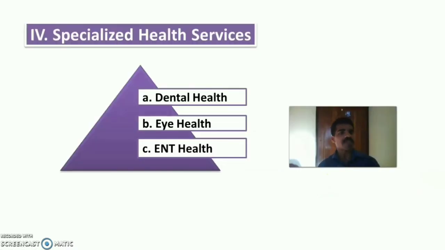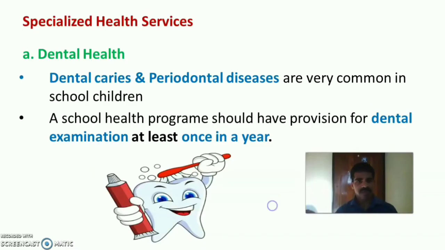Then the fourth area of the therapeutic services is specialized health services, which includes dental health, eye health and ENT, ear, nose, throat health services. First is dental health. Dental caries and periodontal diseases like gum bleeding, etc. are common in school children. The school health program should give provision for dental examination at least once a year, to prevent and tackle dental caries and periodontal diseases among the school children.